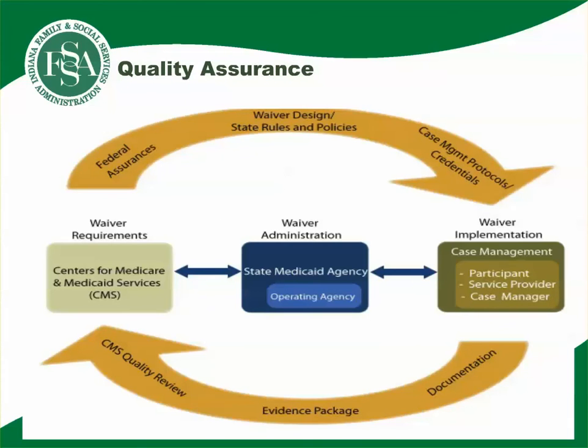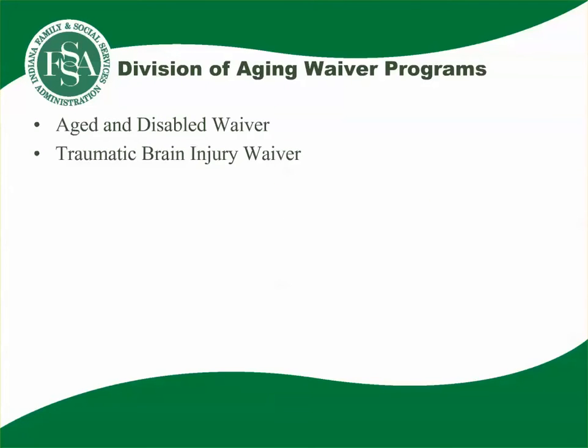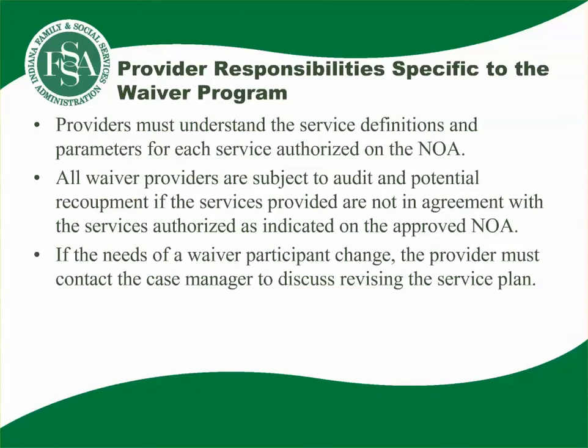Now, as you can see on this slide, this really talks about quality assurance and the waiver design, the policies, procedures, waiver requirements. There is a whole other section that will be explained by the Quality Assurance Department. The Division of Aging currently operates 2 waivers, the Aged and Disabled Waiver and the Traumatic Brain Injury Waiver.